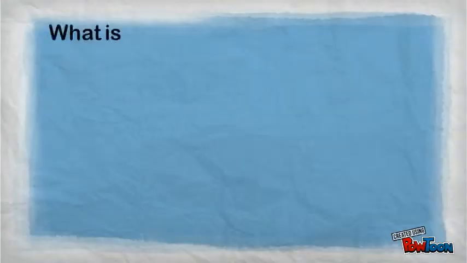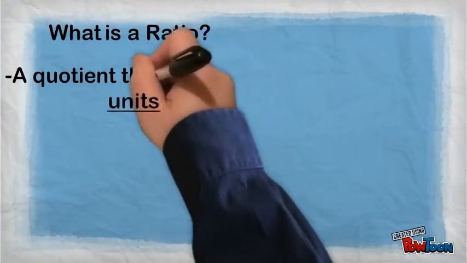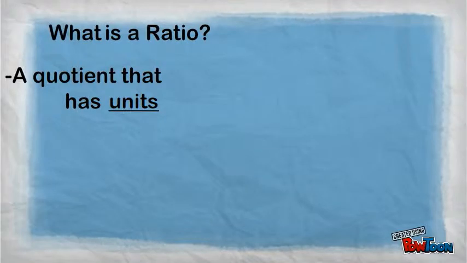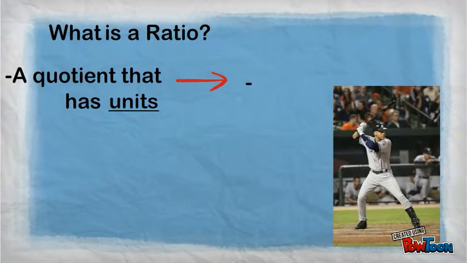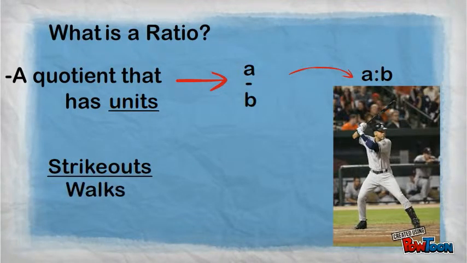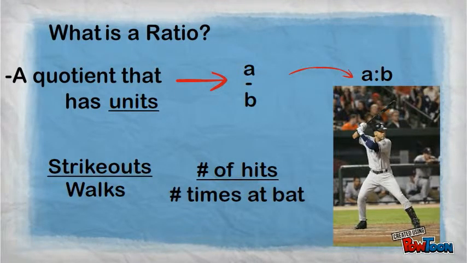First, we will define a ratio as a quotient that has units. Ratios can be described as A divided by B and the ratio of A to B. The two ratios that we are interested in are strikeouts divided by walks and the number of hits divided by the number of at-bats.